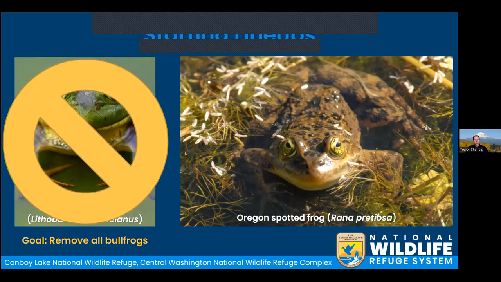So the goal of this project is to remove all the bullfrogs. I've got it there in the lower left, and you'll actually see that on several of the slides, just as a symbolic way to remind myself and all of us that is the goal of the project. Being clear up front, some projects may have control as a goal. We're trying to remove all the bullfrogs. And so everything we do is seen through that filter.